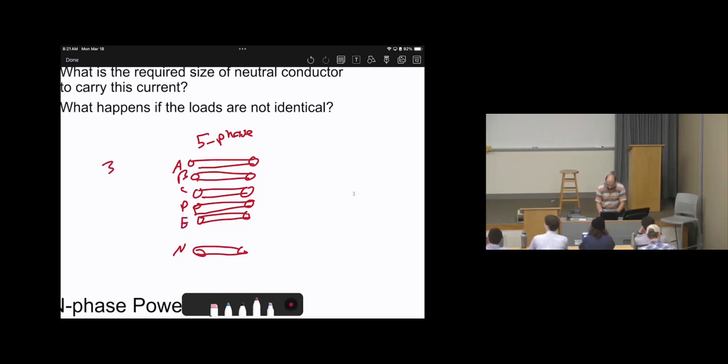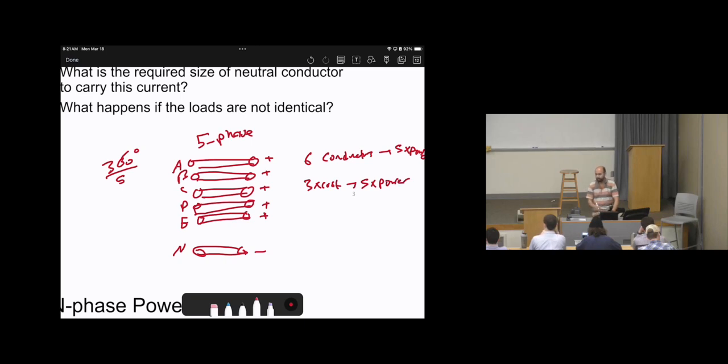And the phase shift is 360 divided by 5, so you can determine the phase shift between each one. Okay, in 5-phase we have 5 positive and 1 returning current for the negative, for the neutral. So 5 phases means we have 1, 2, 3, 4, 5, 6 conductors, then 5 times the power. Or in other words, 3 times the cost, you will get 5 times the power. Then this means we can also save more money than the 3-phase, right?